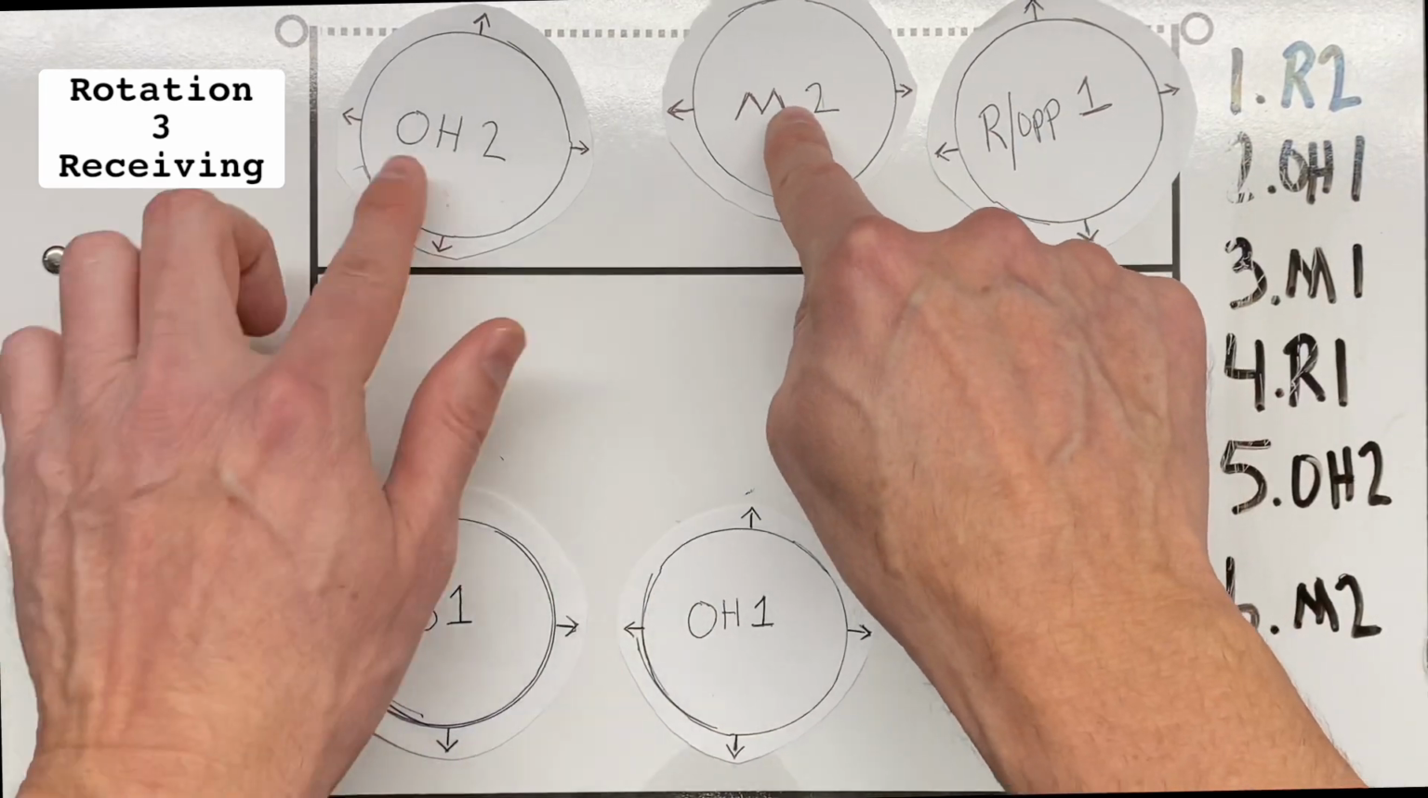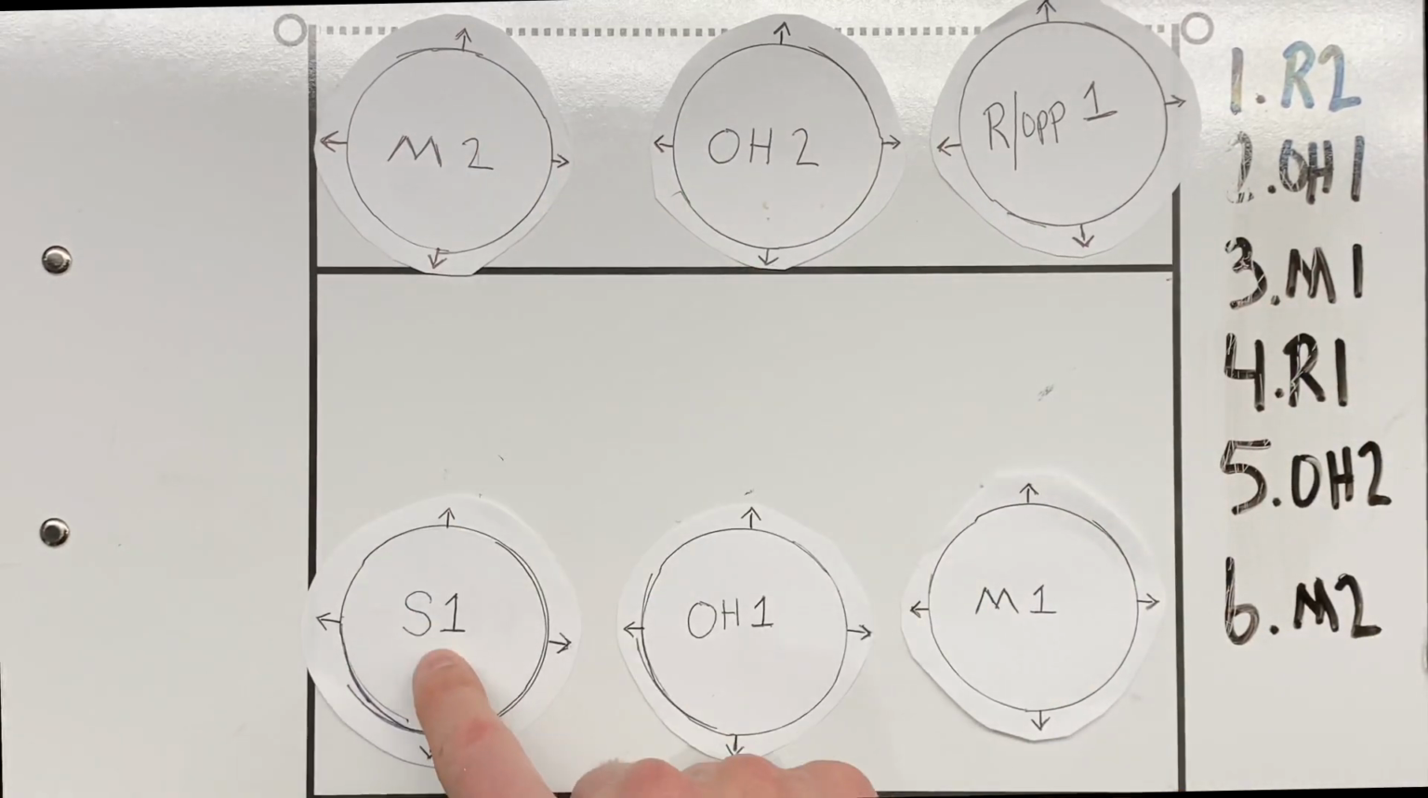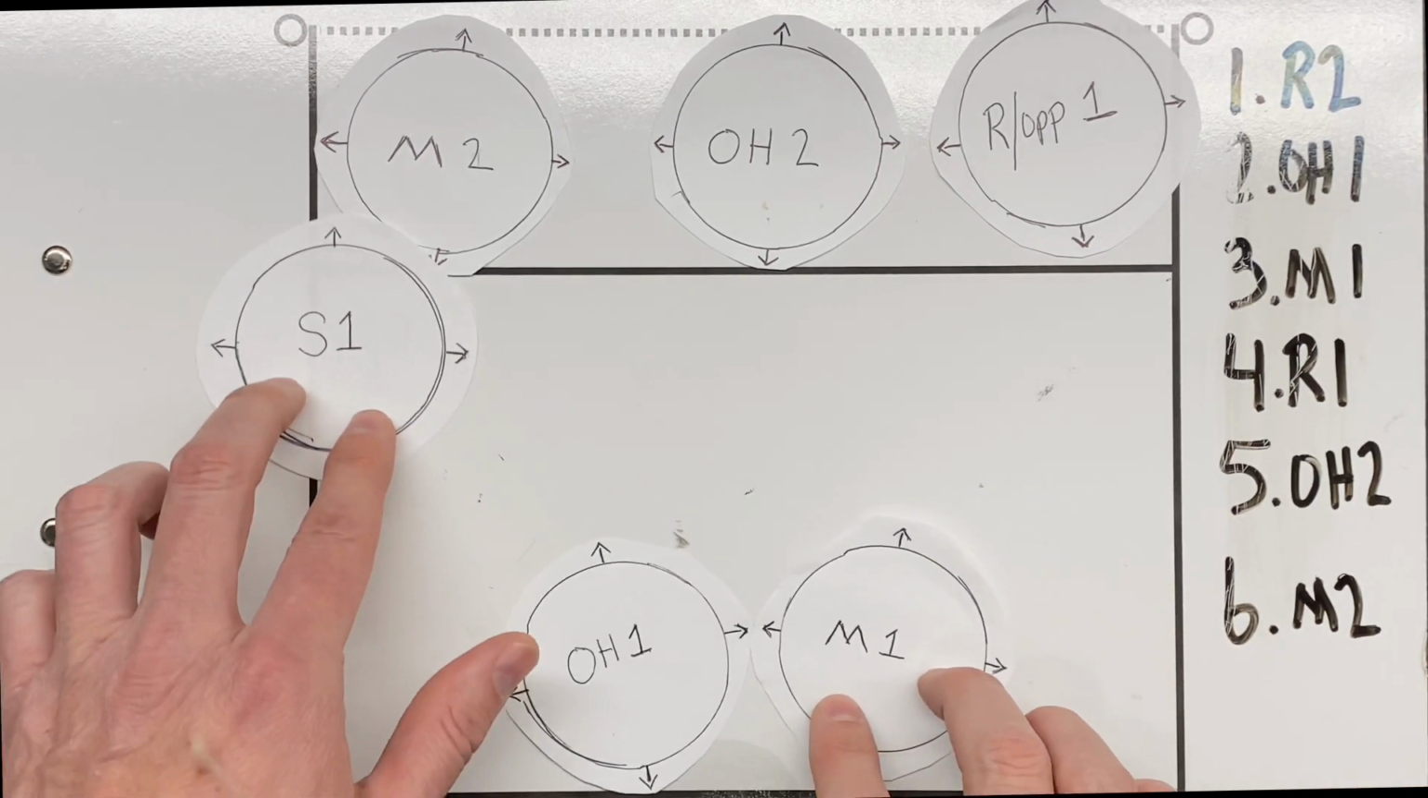Okay, so right side, outside, and middle. Those should be switched. Right side, outside, middle. Right side, outside, middle. Okay, so now we would go into rotation 4. So we all do a side out.